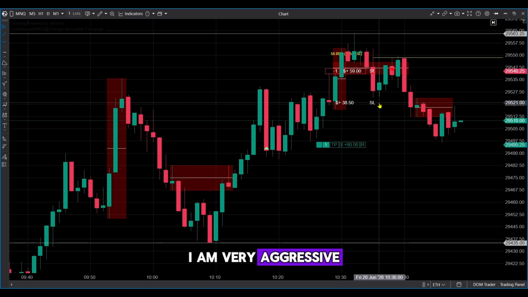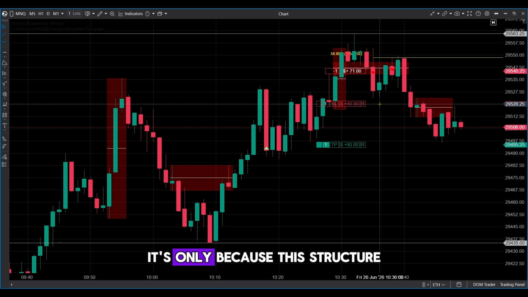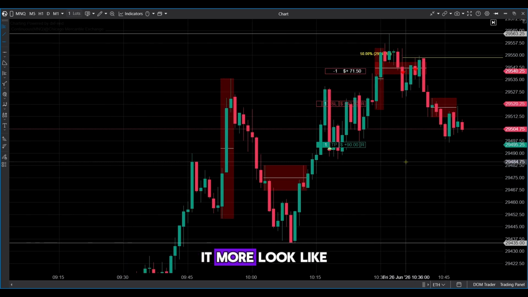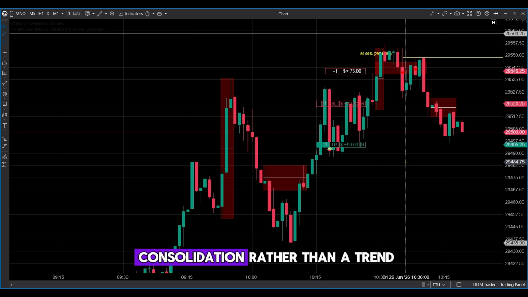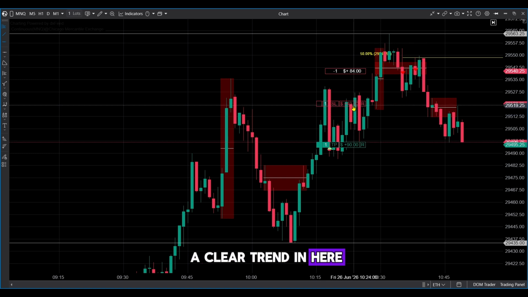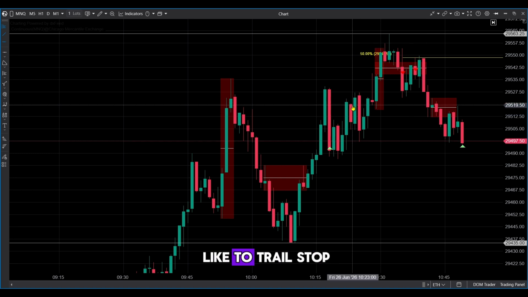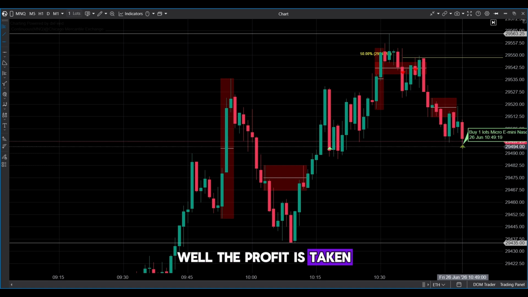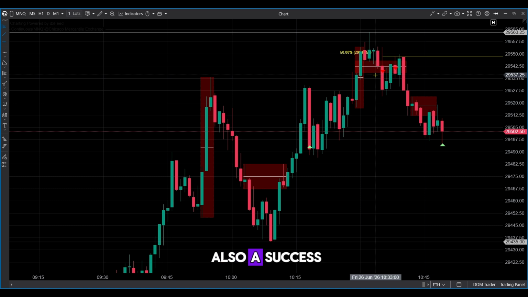I am very aggressive with my stop level. It's only because this structure, if you look at this structure, it looks more like consolidation rather than a trend. So we don't have a clear trend in here. That's why I would like to trail the stop. Well, the profit is taken. The second order was also a success.